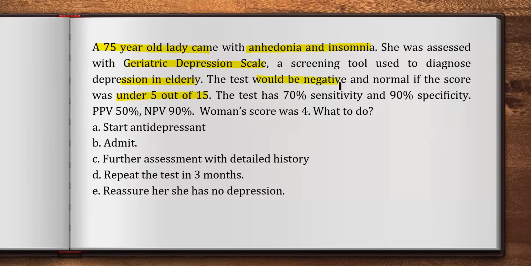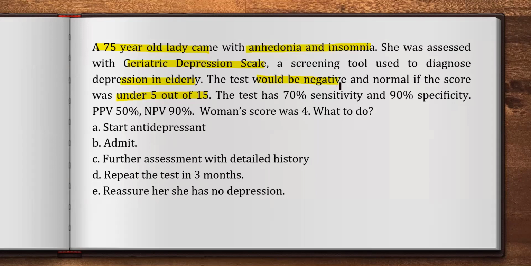So the test is negative. Usually we do the geriatric depression scale to find out whether this elderly patient is depressed or not. It's not 100% effective. Obviously, the history and assessment are a vital part, but this can give you an idea whether the patient has depression or not. The test has 70% sensitivity and 90% specificity, positive predictive value 50% and negative predictive value 90%. That means the test is pretty good.